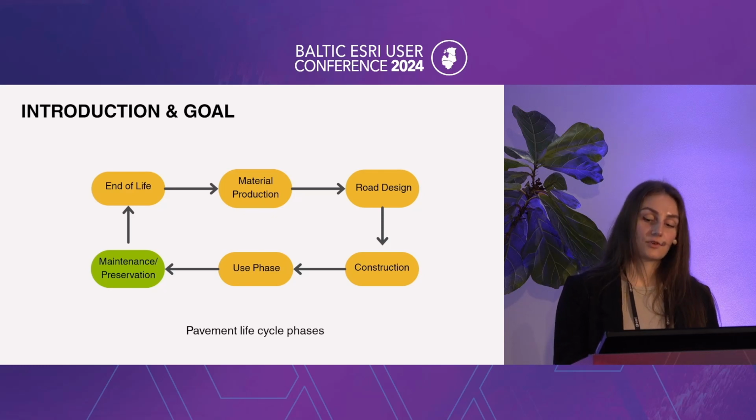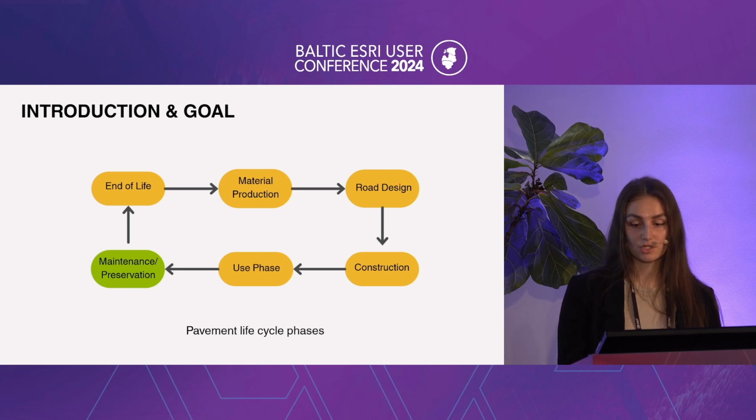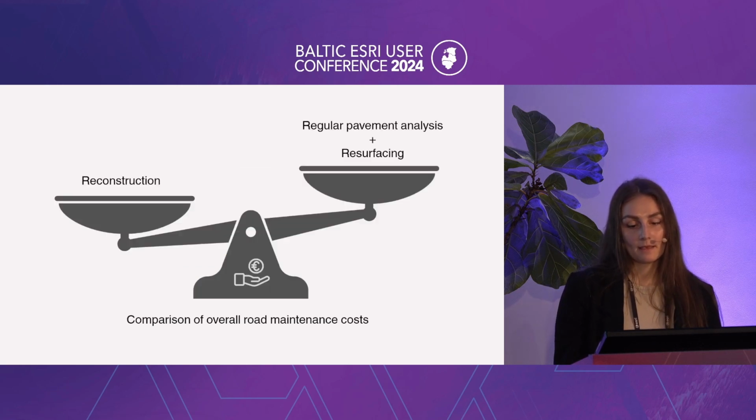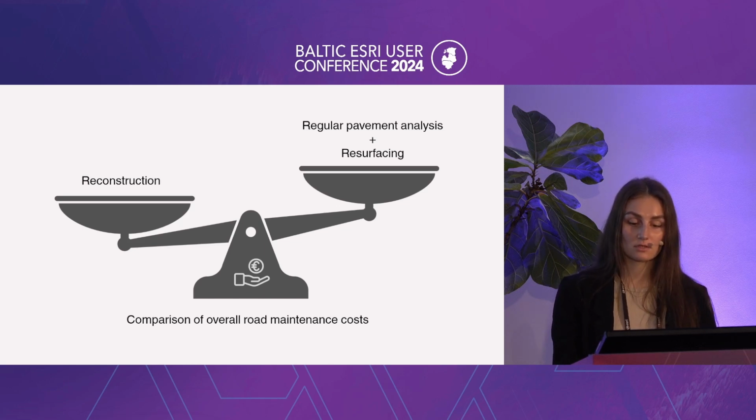So the life cycle of a road can be divided into 6 phases: materials production, road design, construction, use, maintenance, and end of life. Road maintenance as a part of the road cycle is not only important for user safety, by keeping the road in good condition and free of hazards, but also to extend the road's lifespan. So by comparing the costs of resurfacing and reconstruction, and by taking timely preservation type measures in the maintenance phase of a road, it is possible to rationalize and reduce overall costs.